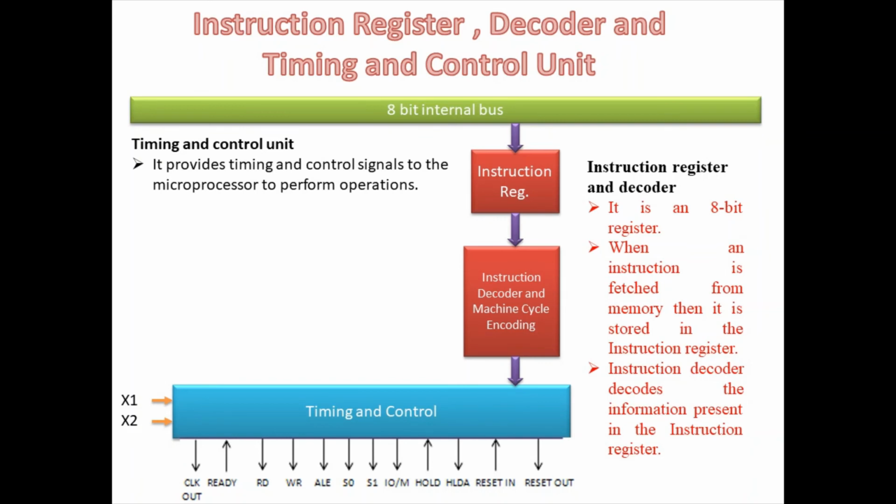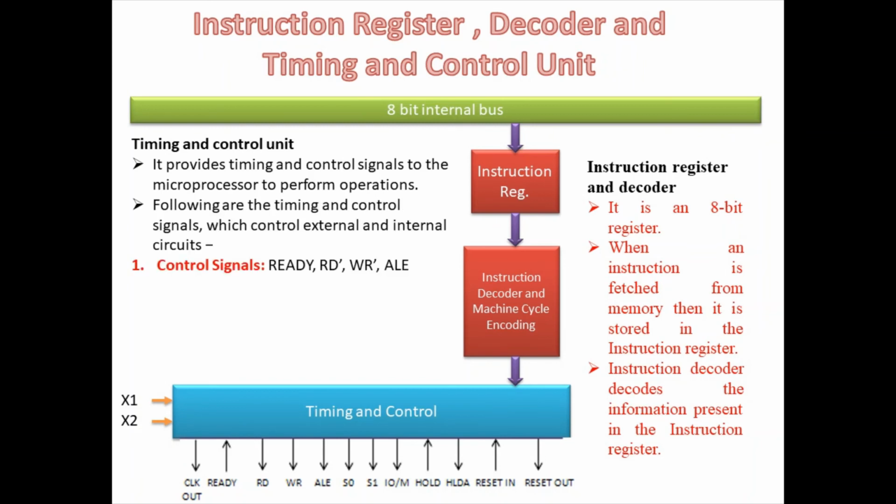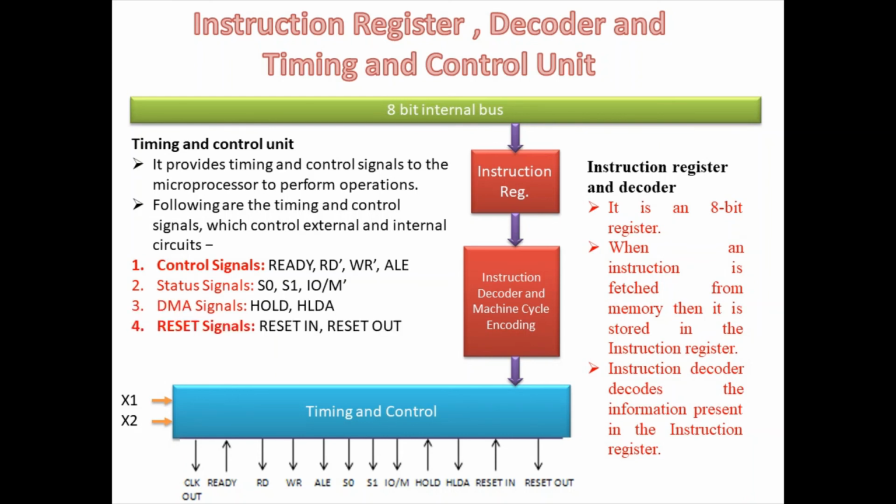The timing and control unit provides timing and control signals to the microprocessor to perform operations. The following are the timing and control signals. Number one, the READY signal, RD bar, and WR bar signals are called control signals. S0, S1, and IO/M bar are called status signals. HOLD and HLDA are DMA signals. RESET IN and RESET OUT are called reset signals. And X1, X2, and CLK OUT are called clock signals.